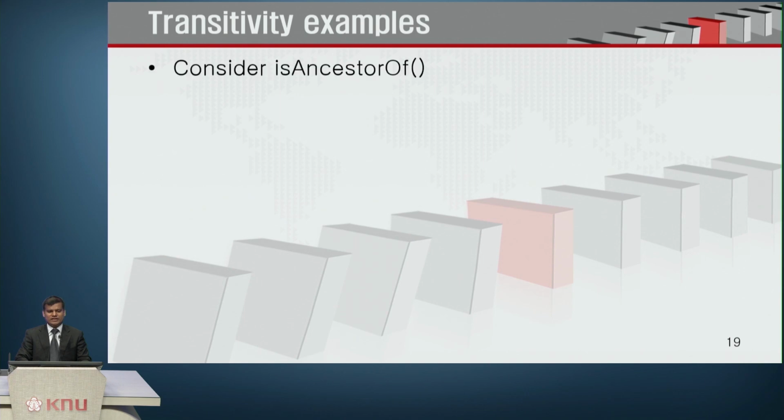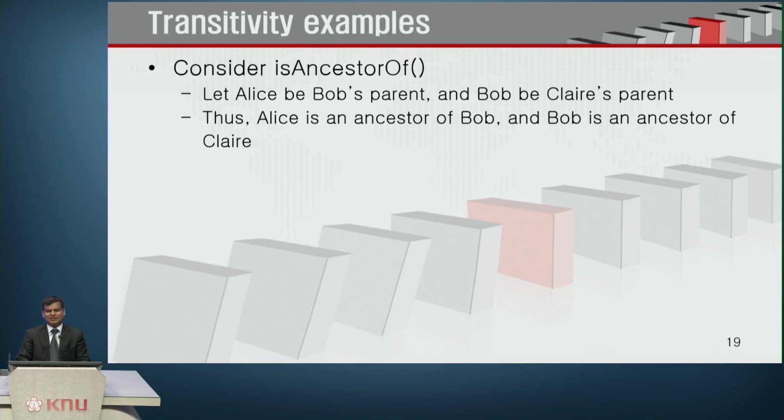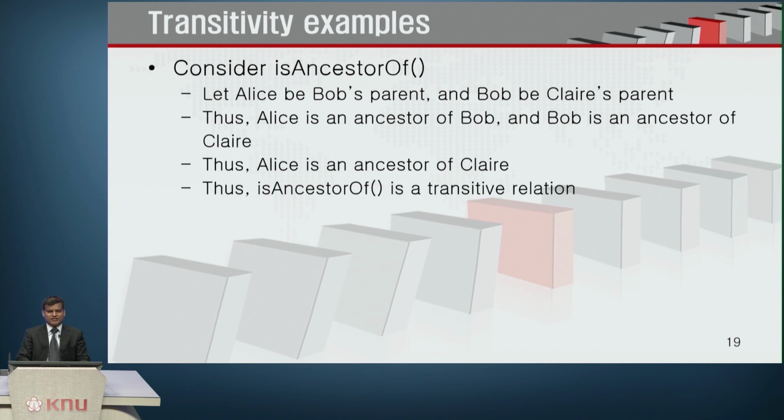Likewise, consider the is-ancestor-of function, and let Alice be Bob's parent and Bob be Claire's parent. Thus you have Alice as the ancestor of Bob and Bob as the ancestor of Claire. So you can say Alice is an ancestor of Claire. You can see the grandchildren and grandparent properties developing. So is ancestor of is a transitive relation in this example.